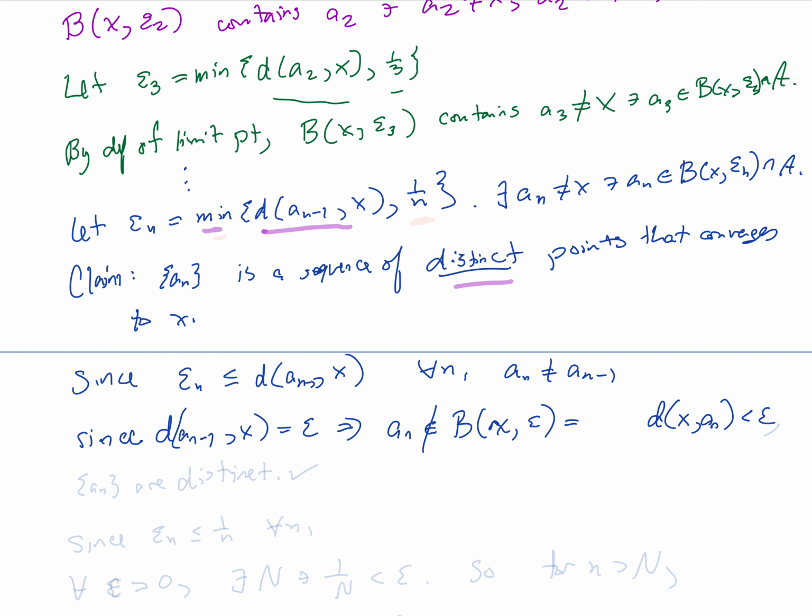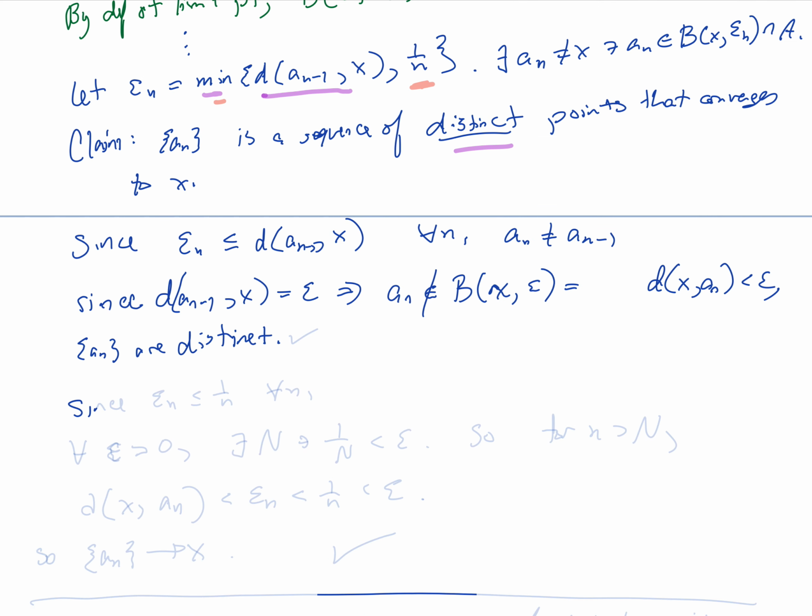Because of this, the a_n are distinct, or in other words, not equal to one another. So the points are distinct, and to show that it converges to x, that is guaranteed by the other piece of this minimum. Since epsilon_n is less than or equal to 1/n for all n, this tells us that for any epsilon greater than 0, there is some N such that 1/N is less than epsilon.